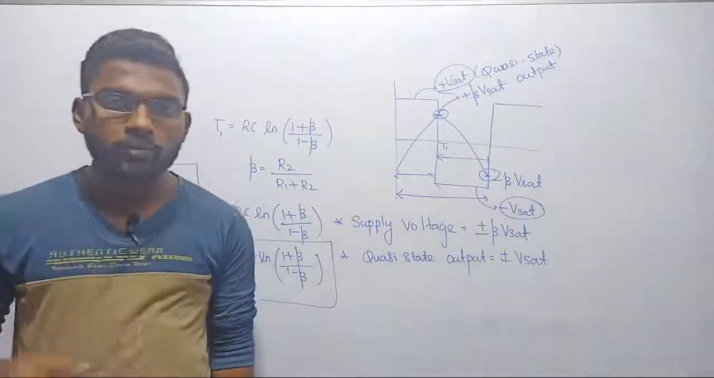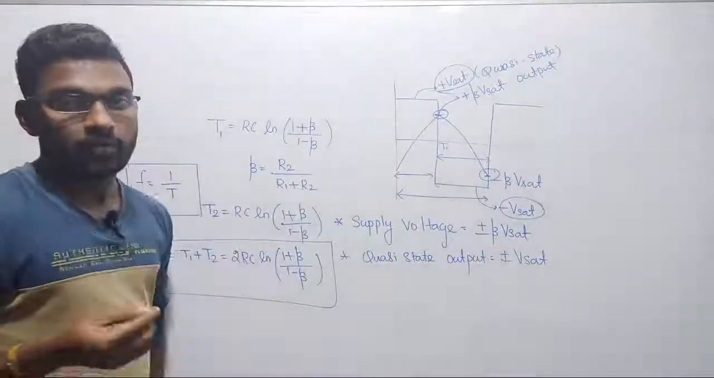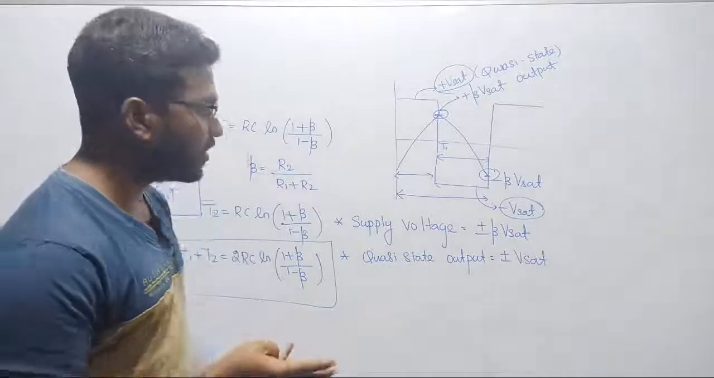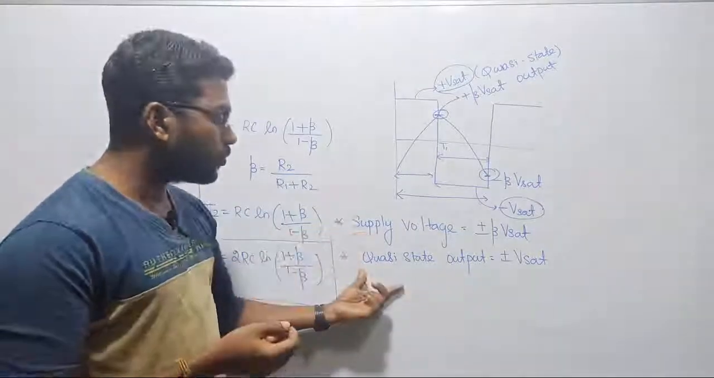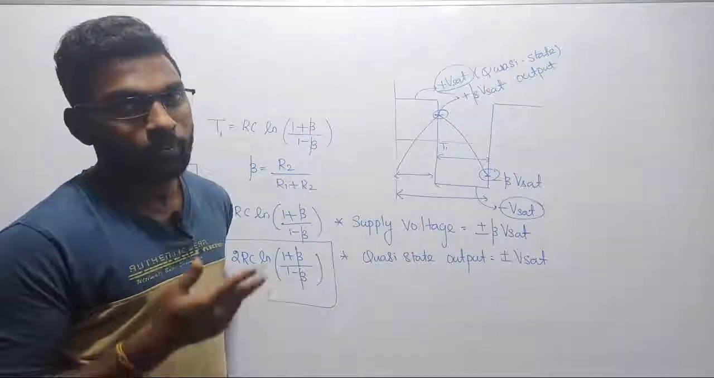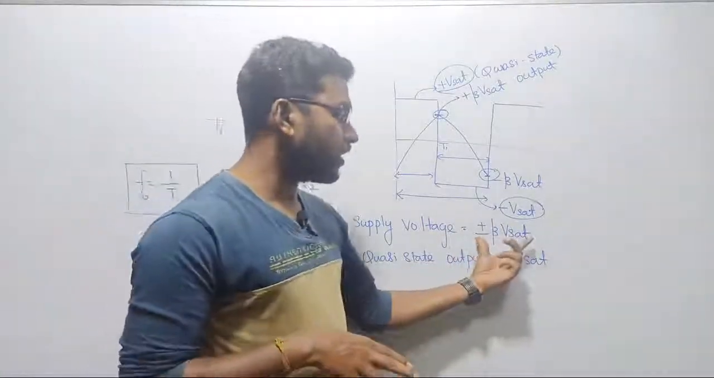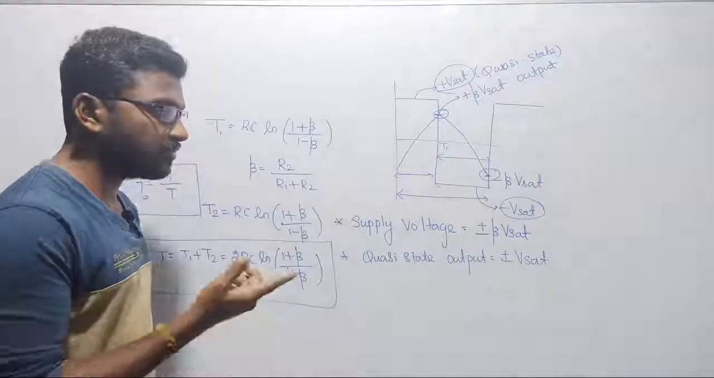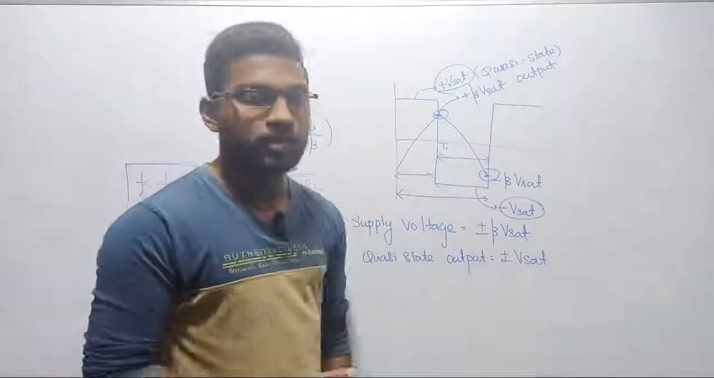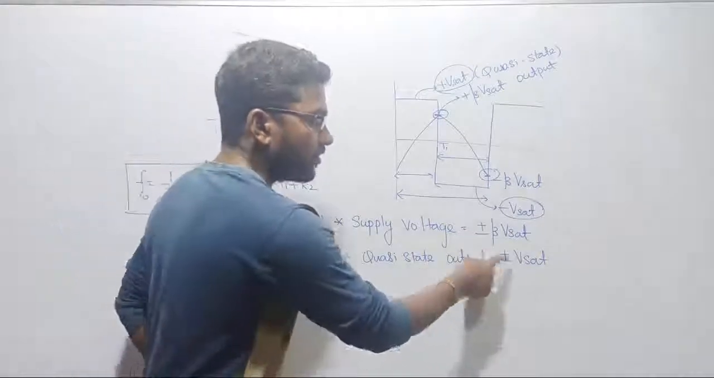So we have understood many things about the astable multivibrator, right? The astable multivibrator is also called a square wave generator. It has two states. One is the output state, the quasi state output, and another is the input supply, right? In the input supply, the available voltage is plus or minus beta times Vsat, and on the output side, the available voltage is plus or minus Vsat. This is beta times Vsat, and that is Vsat.